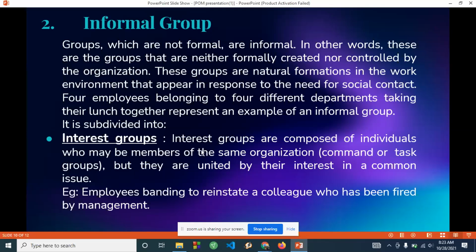An informal group is further divided into two types: interest groups and friendship groups. Interest groups are composed of individuals who may be members of the same organization. It might be a command group as well as a task group, but they are united by their interest in a common issue. For example, employees banding together to reinstate a colleague who has been fired by management.